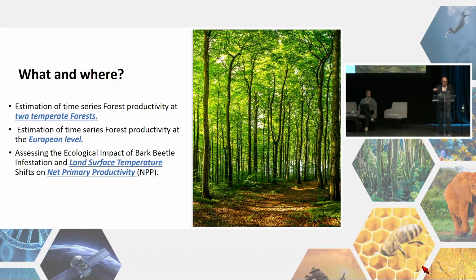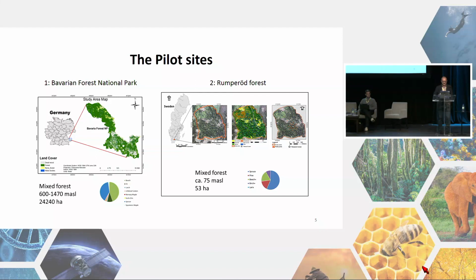So for this, time series of net primary productivity, NPP, were produced using the LPJ-GUESS model with and without the assimilation of Earth observation data. And then these NPP time series were used to assess how the forest disturbance from the bark beetle infestations and drought affect the forest productivity. I hope that I'm clear with the description. So you see on this slide the two pilot studies that have been chosen for the local studies. So we have the Bavarian Forest National Park in Germany and the Ruperud Forest in Sweden.